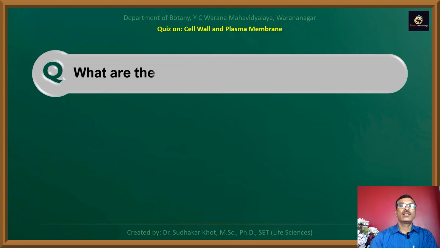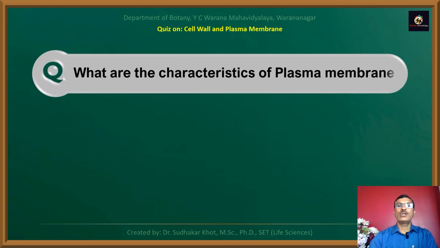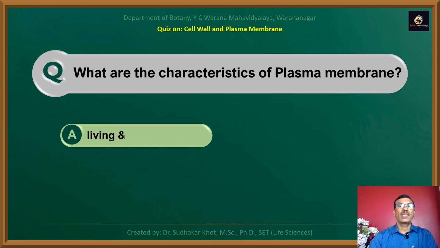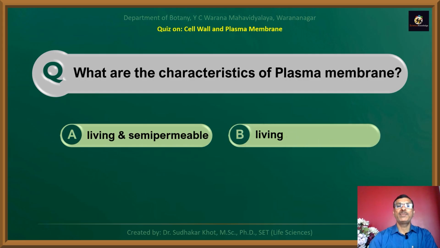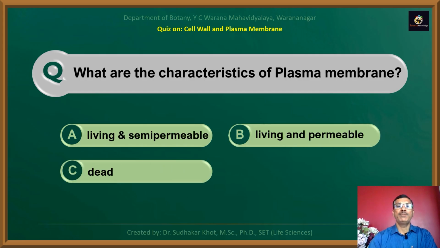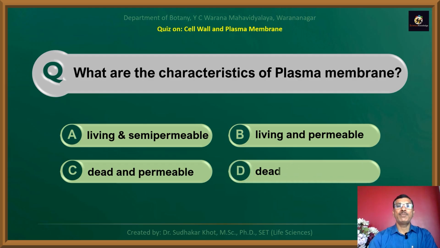Next question, what are the characteristics of plasma membrane? A. Living and semi-permeable, B. Living and permeable, C. Dead and permeable, and D. Dead and non-permeable. What is true about plasma membrane? Plasma membrane is living and semi-permeable.